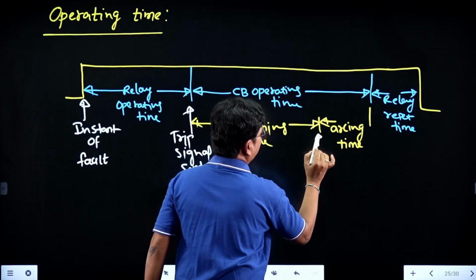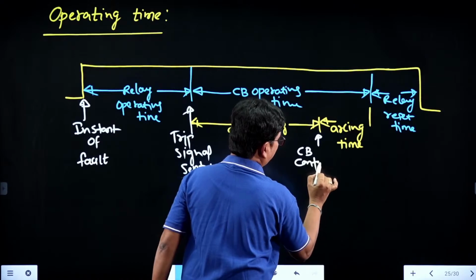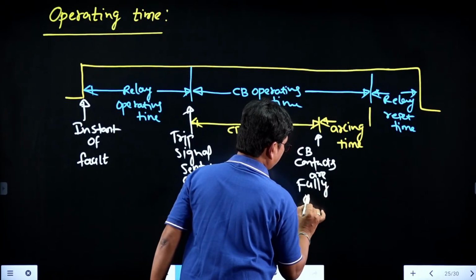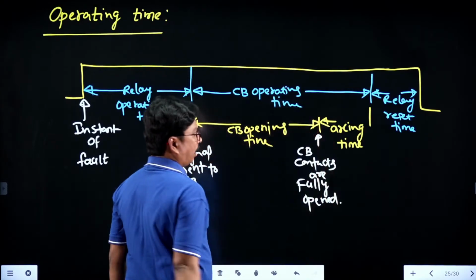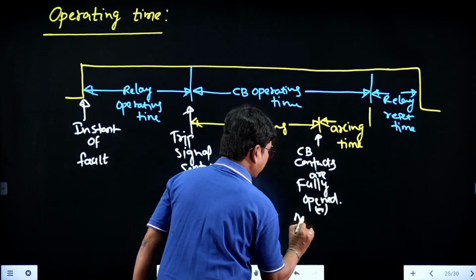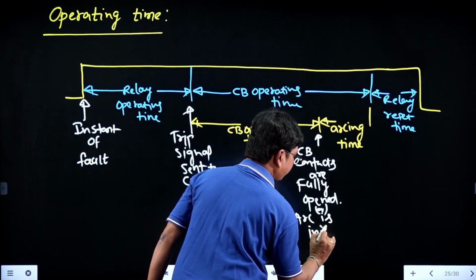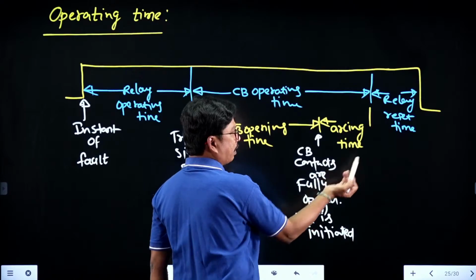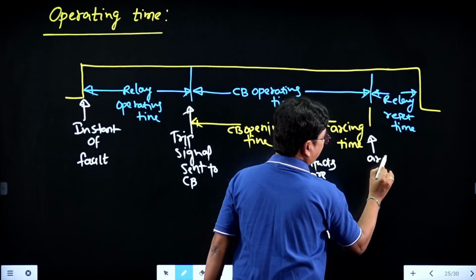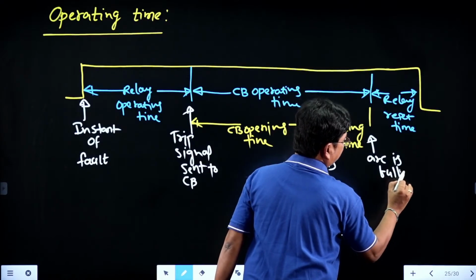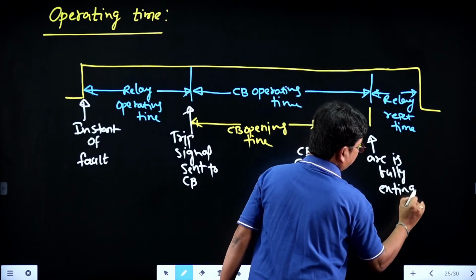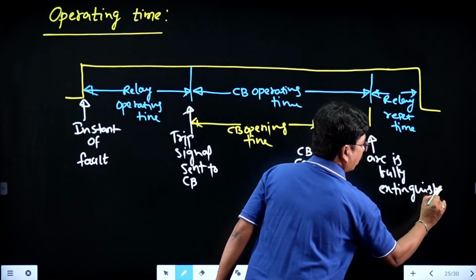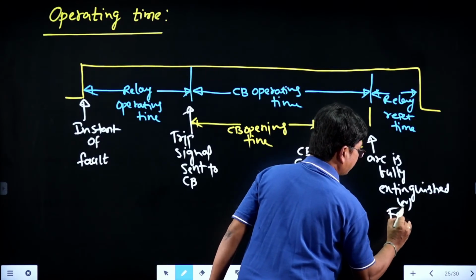Here CB contacts are fully opened, or we can say arc is initiated. So what is the arcing time? Arcing time will be completed when arc is fully extinguished, or we can say fault is cleared.